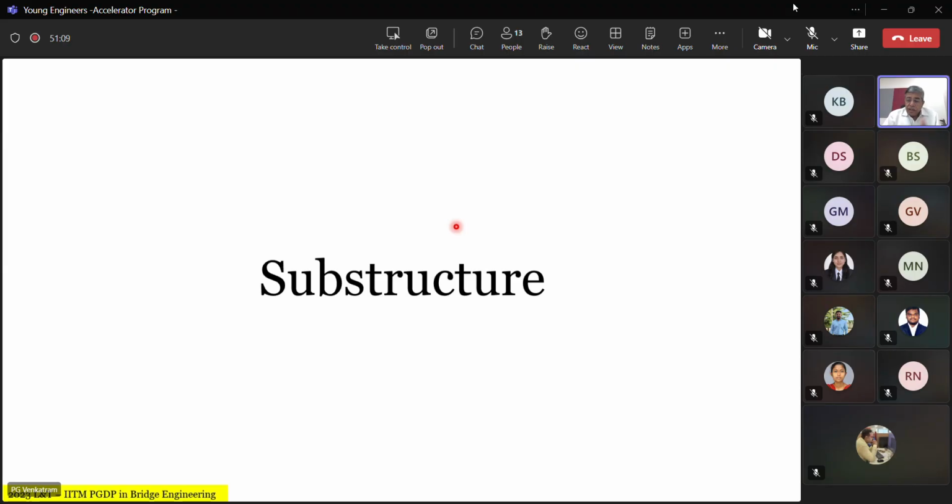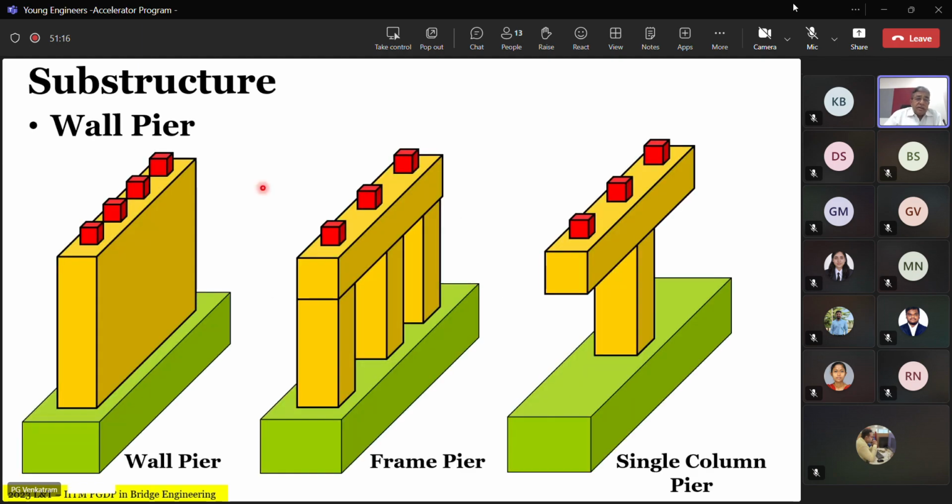Right. So next we are going to the next level of the components of the bridge system, which is the substructure. In the substructure, we typically have 3 types of substructure. So we have a wall type pier, or we may have a frame or trestle type of pier. Basically, it means there are multiple columns with a common pier cap, or you have a single column pier. So these are the typically 3 types of substructures which you will notice in all the bridges, right?